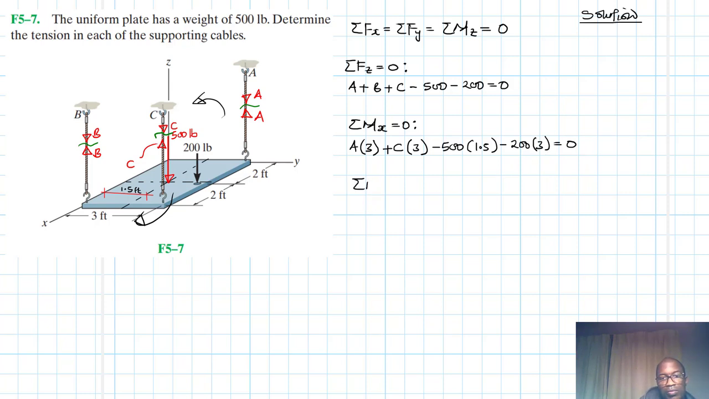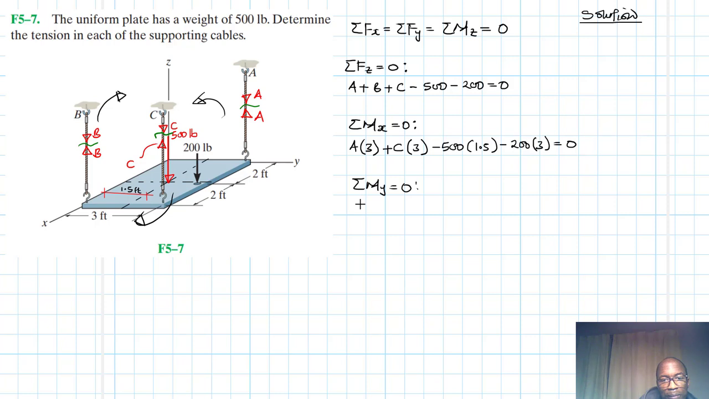Then we have the summation of moments about the y-axis. Okay, for the y-axis we're using the thumb rule again. Which tension forces will cause a moment about y? B and C. When you look at B, it will tend to rotate like this, and that rotation has the thumb going in the negative direction of the y-axis. So the tensions B and C will cause a negative moment.